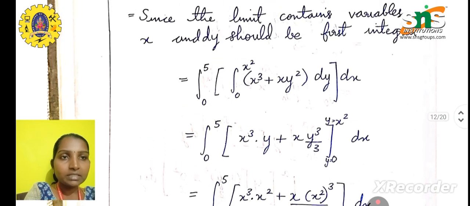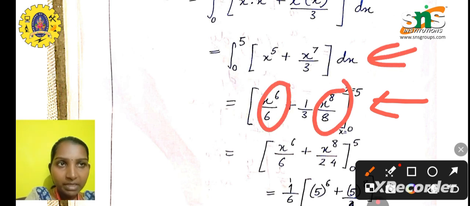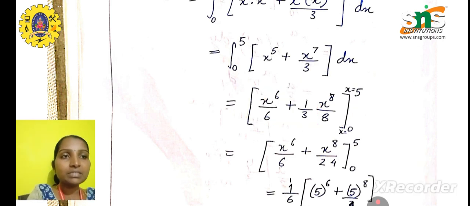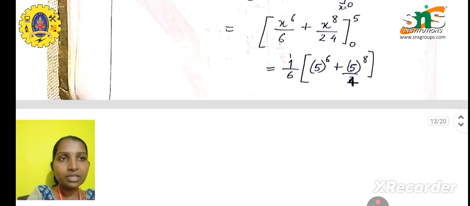So in the next step, what you have is x power 5 plus x power 7 by 3 into dx. Now we are going to integrate it with respect to the variable x. On integrating with respect to x, you will have x power 6 by 6 here and x power 8 by 8 here, with 1 by 3 as the denominator. Now the upper limit is 5 and the lower limit is 0. As usual, we are just doing the problem and completing it using a minor simplification process.